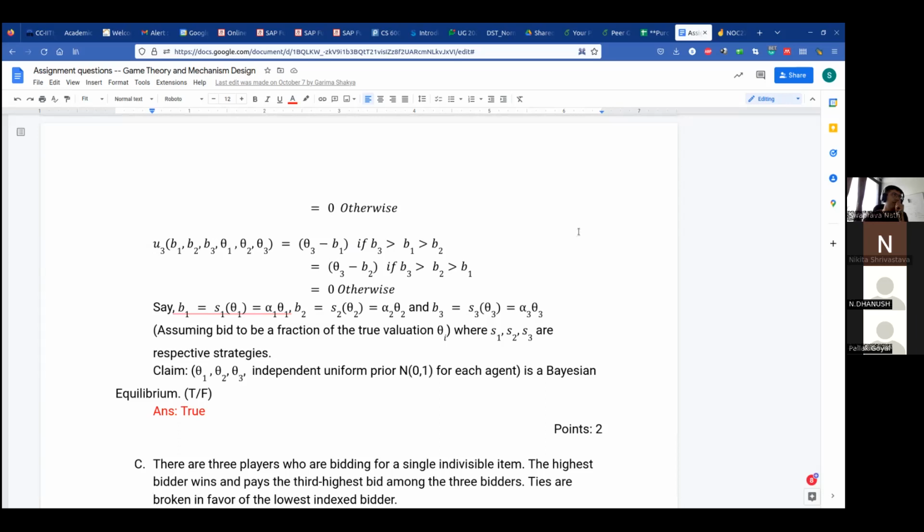Independent uniform prior for each of the stages. So I think the example, I believe in the lectures, there were 2 players or 3 players. What was the example about? We did a very similar one. Yes, so I think the A part is very similar to what we did in the lectures.